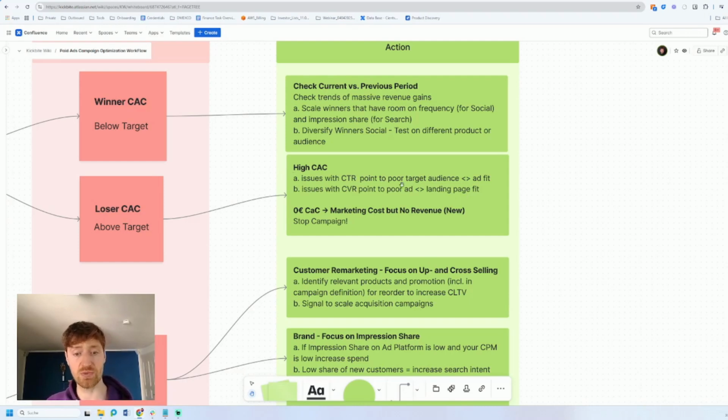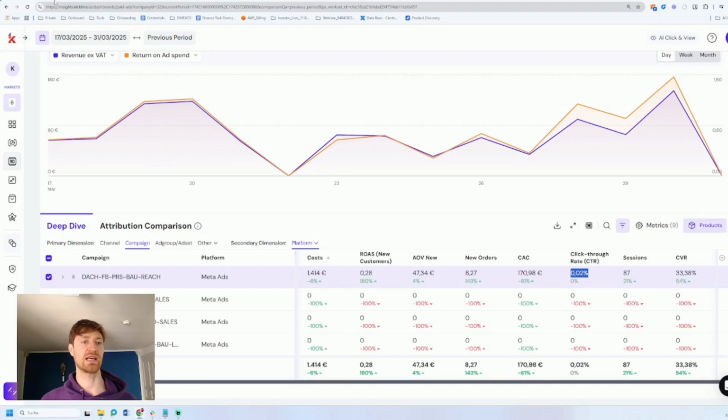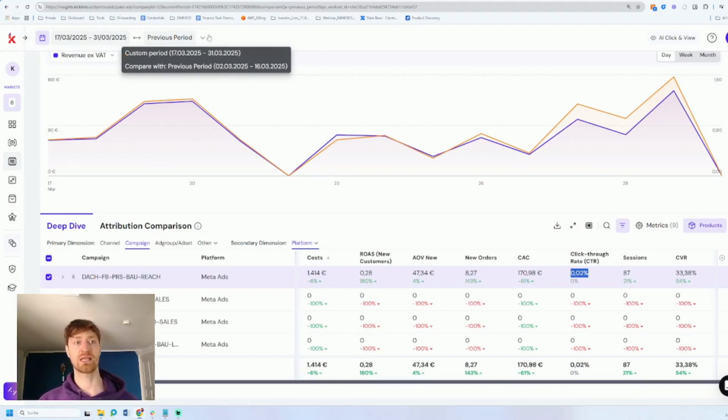For those campaigns where we have marketing costs but actually no revenue, I see this way too often for the campaigns that are analyzed. You should stop the campaign immediately if the spend was taken on day 1 of our 14-day period, and until day 14 you still see no revenue coming in.